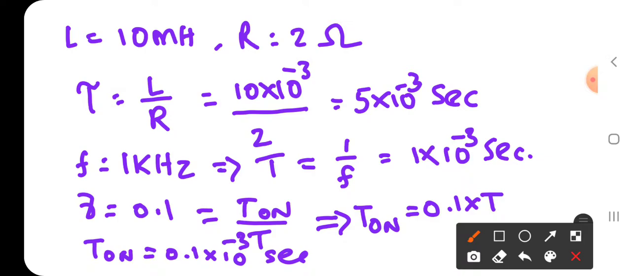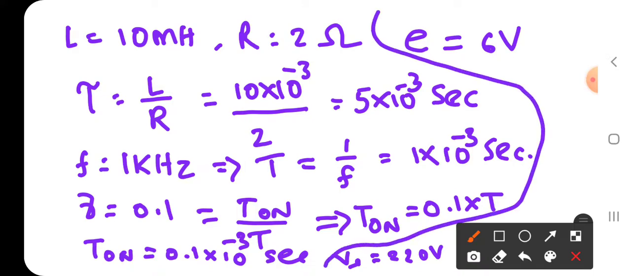Next, Vs is 220 volts, and E is equal to 6 volts. So now let us find the back EMF, and let us find IO min and IO max. First, write the equations.